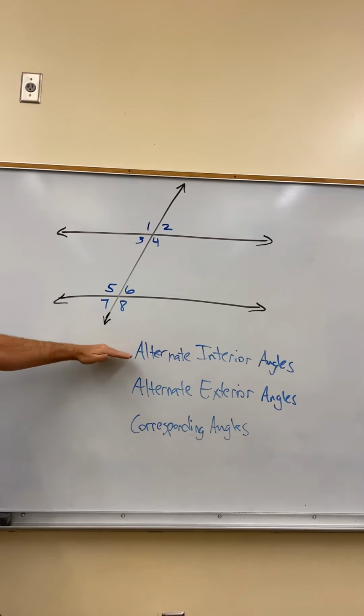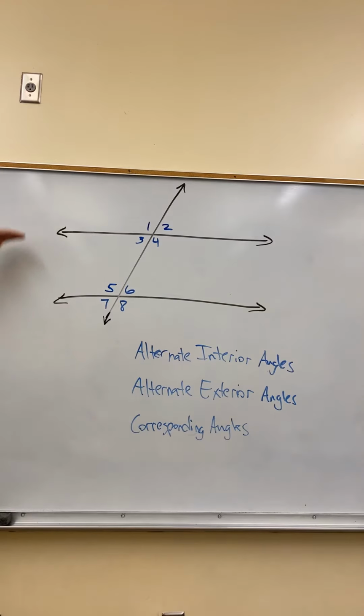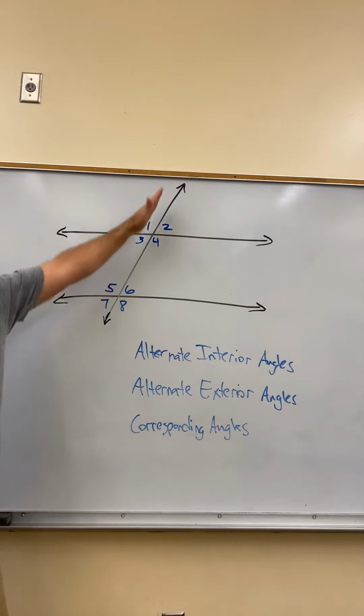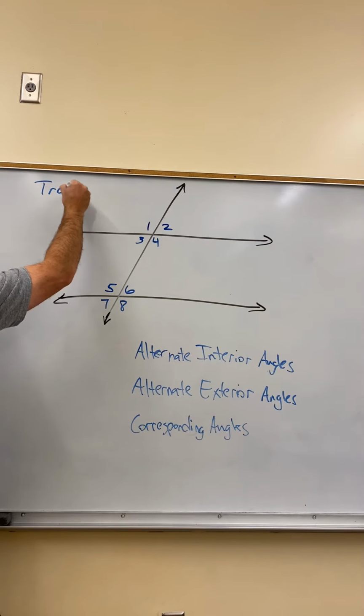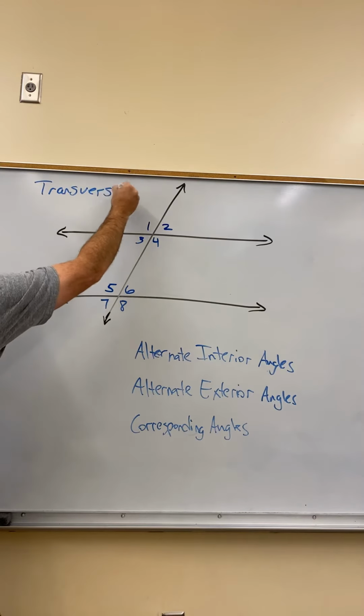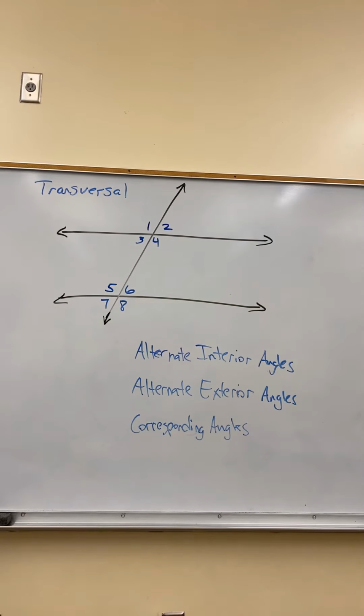Okay, so alternate interior. If you look, these are two parallel lines, and this line that goes through is called a transversal. I'll write that up here. Transversal. This is the line that intersects a set of parallel lines. When it does that, it makes special types of angles.